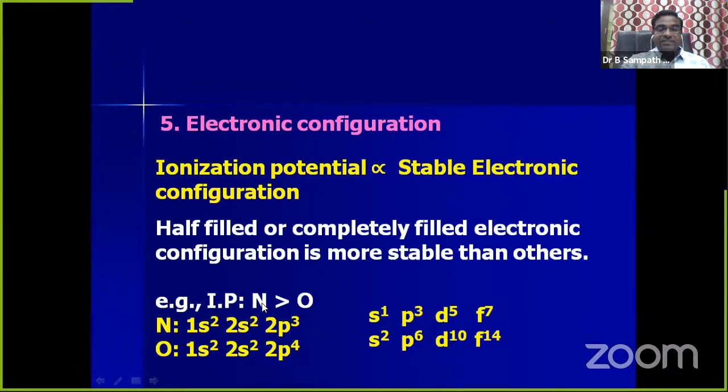Because these belong to the same period, from left to right the IP values increase. After nitrogen, oxygen will come; nitrogen is the seventh element, oxygen is the eighth element. So actually oxygen should have a higher IP value than nitrogen. But here the controversy is there because of the electronic configuration. So we have to see the stable electronic configuration, which is directly proportional to the ionization potential. Right, children? I think you understood very well.